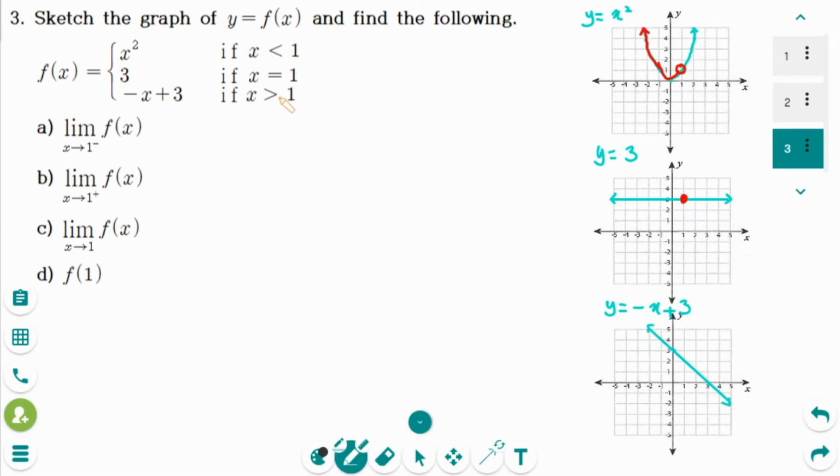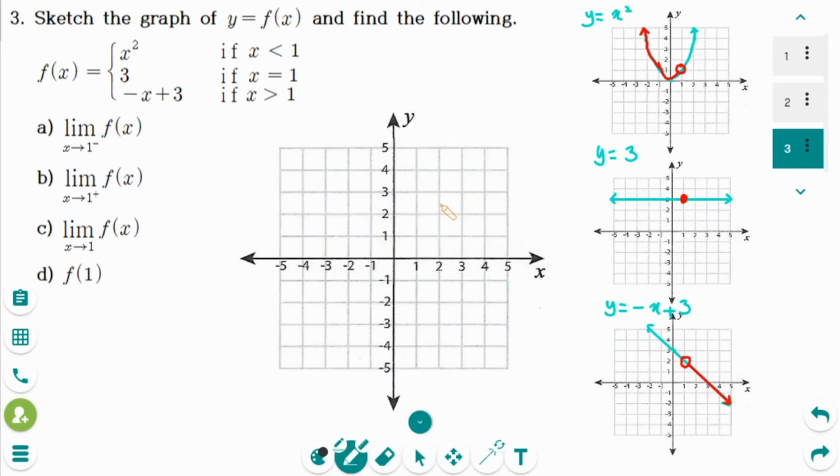The interval is x is greater than 1. When x equals 1, then y equals 2, but with the hole, and goes down. Then combine all three graphs together, make the piecewise function f of x. So the first one, this one, and then the second one is only 1, 3, and then the third one starts with 1, 2 with the hole, and slope is minus 1. So this one is the y equals f of x graph.